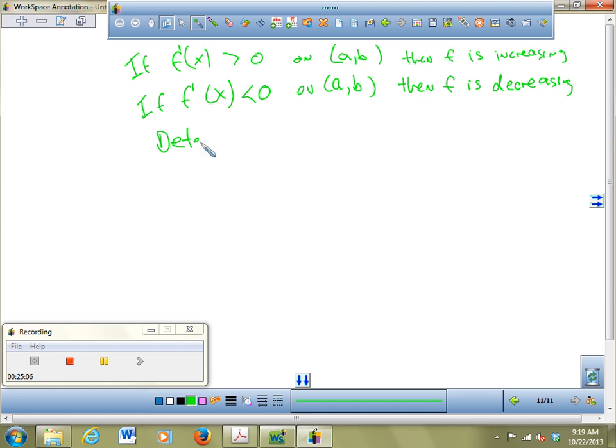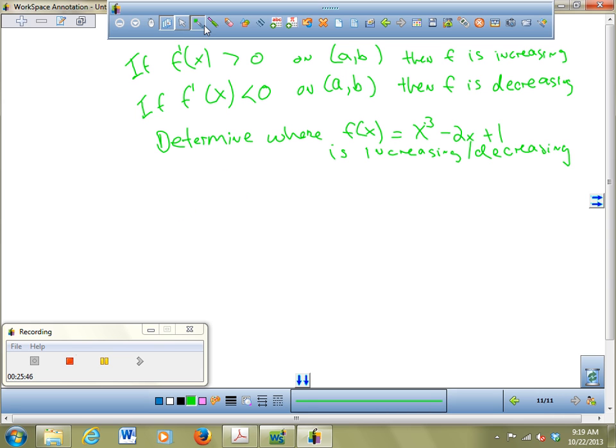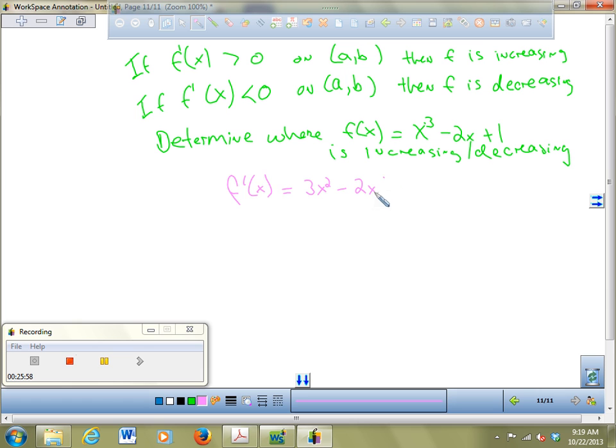Determine, and you probably remember this from pre-calc just by looking at the graph, but now we can determine where f of x equals x cubed minus 2x plus 1 is increasing and decreasing. Could you do that? Not without a calculator. Okay, this would be non-calculator. So what you have to do is first find the derivative. So f prime of x is equal to 3x squared minus 2. And I'm going to see where that is bigger than 0.